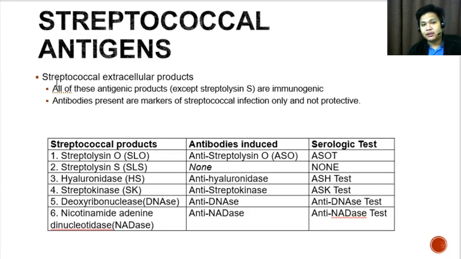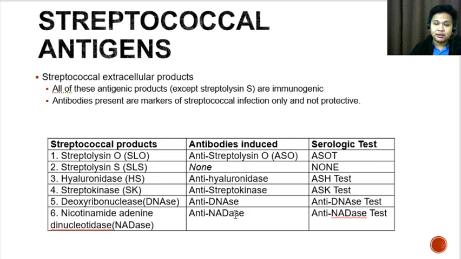We have here the various streptococcal antigens, or streptococcal extracellular products. All of these antigenic products, except streptolysin S, are immunogenic. Antibodies present are markers of streptococcal infection only and not protective. So the various streptococcal products include streptolysin O, streptolysin S, hyaluronidase, streptokinase, deoxyribonuclease, and nicotinamide adenine dinucleotidase.